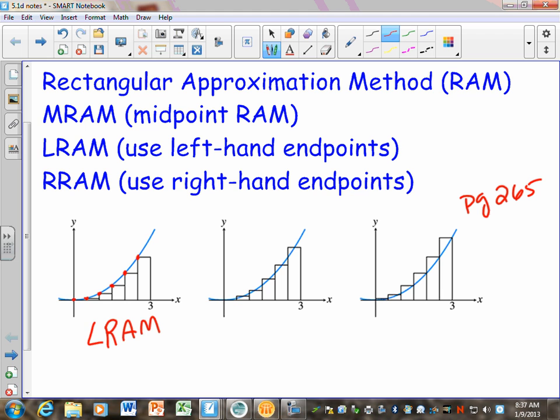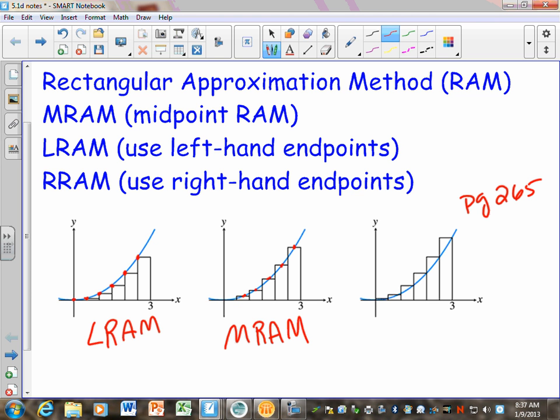Why did I pick midpoints to start with yesterday? Because midpoints are kind of nice. When you do the midpoint of each rectangle, like we did yesterday, what's nice about it is part of the rectangle is over the curve and part of the rectangle is under the curve. It's still not going to give you the exact amount, but it's going to be better than that. Do you agree with that? That's midpoint.